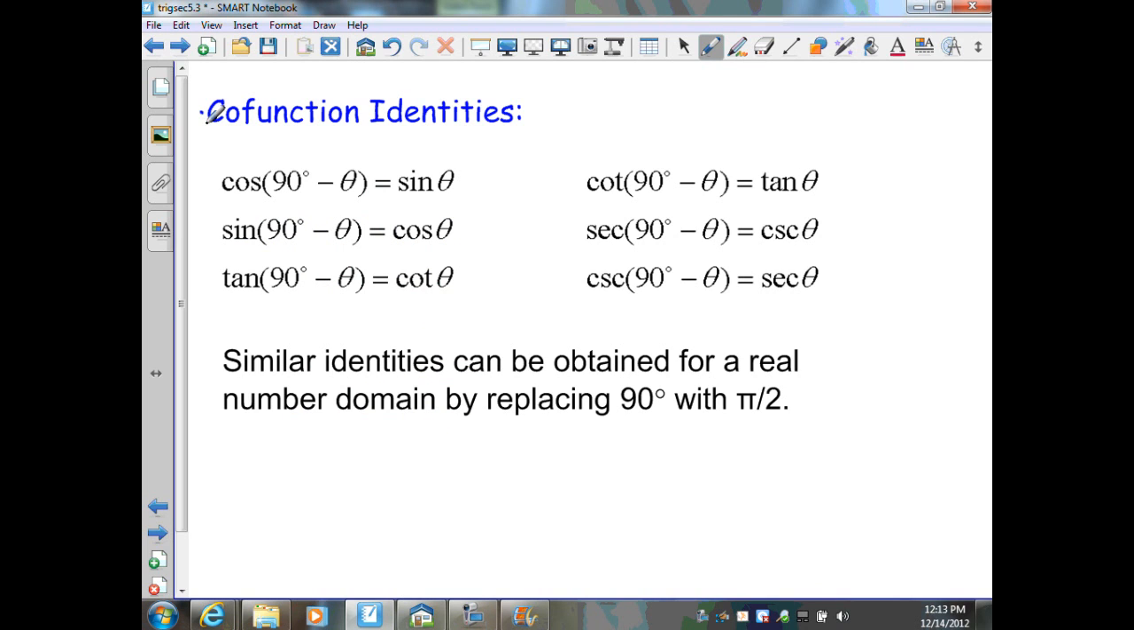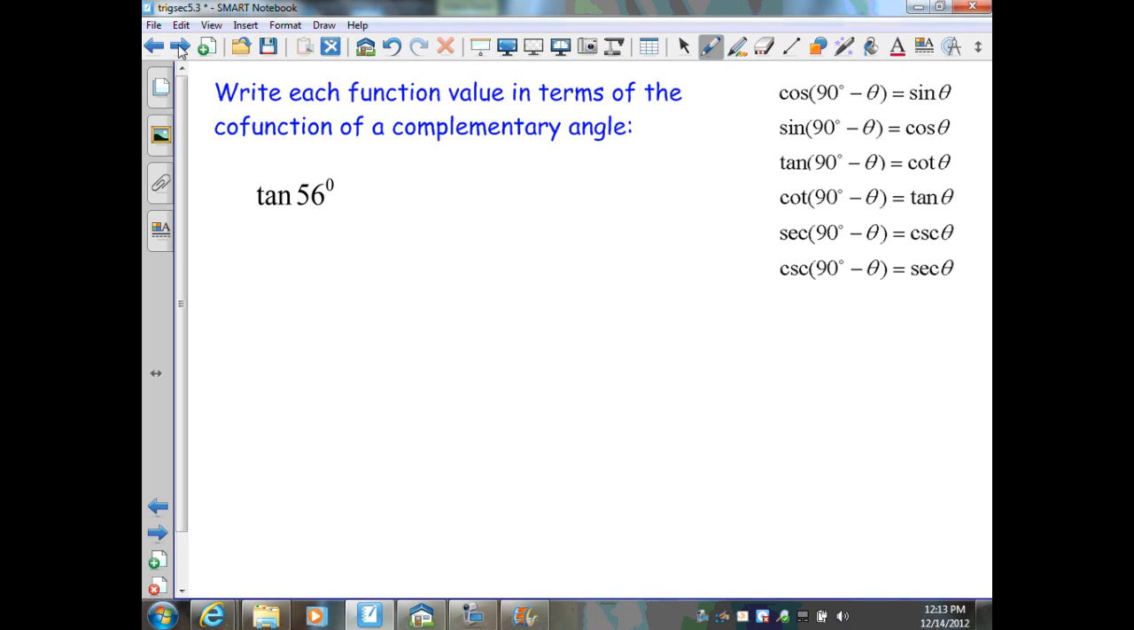And these are our cofunction identities. Sine of theta equals cosine of 90 minus theta, cosine theta equals sine of 90 minus theta, and cotangent theta equals tangent of 90 minus theta. And they also can be written in this fashion. We also have similar identities that can be obtained for a real number domain if we replace 90 degrees with pi over 2. Here's our first example.